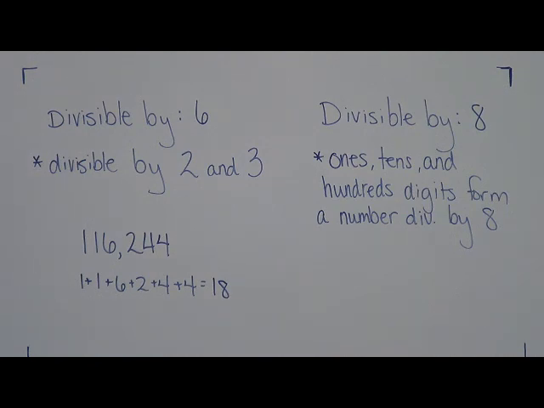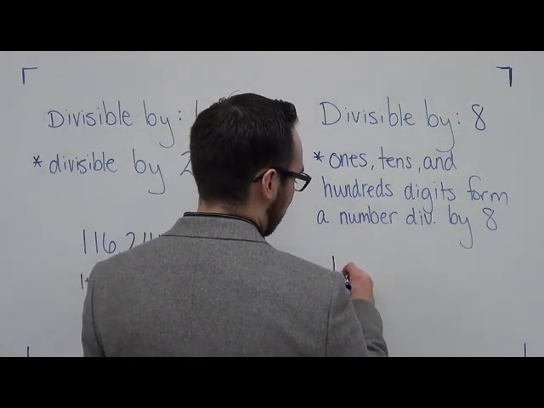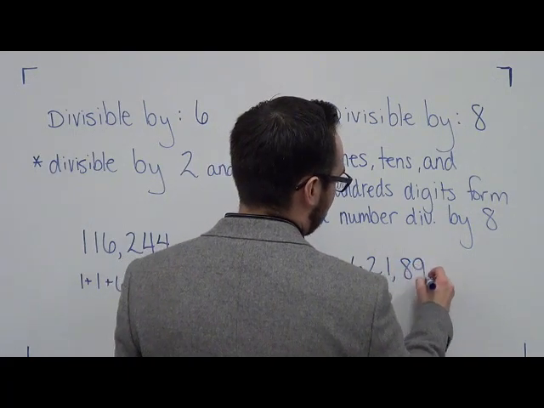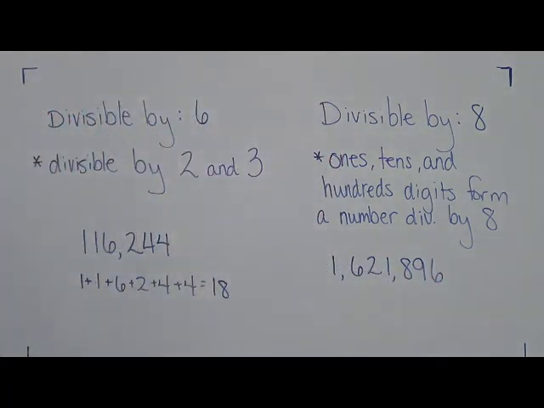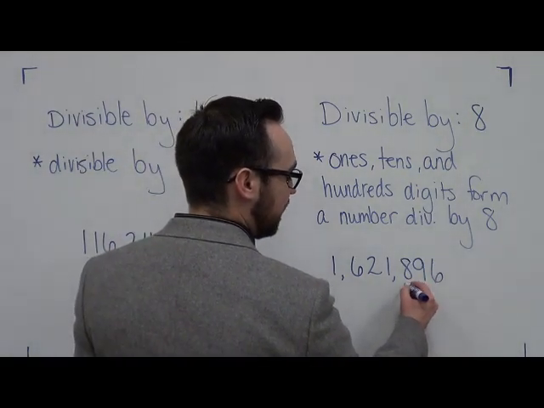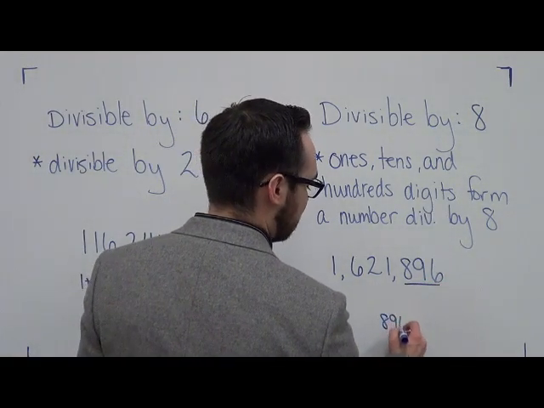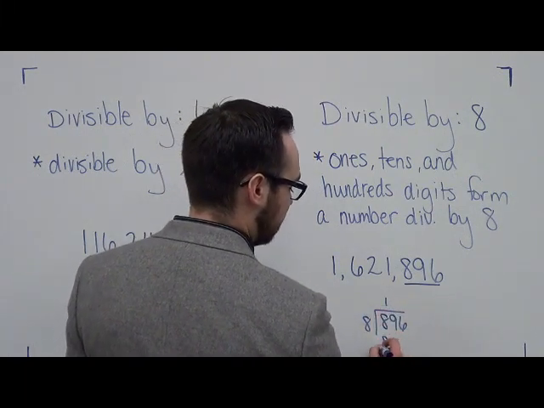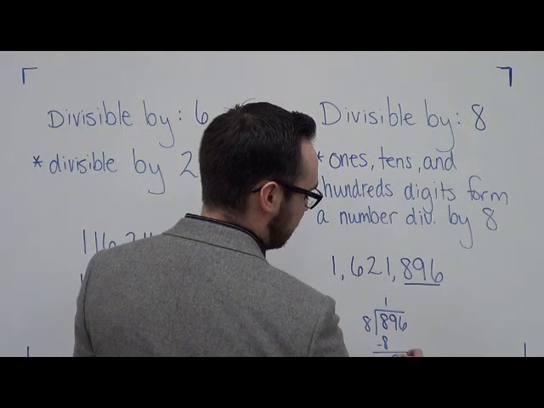So if we take a look at $1,621,896, a really big number, but we can look at that and know that it's divisible by 8. Because if I take those last 3 digits, 896, and divide those by 8, 8 goes in there once. And now you wouldn't always have to do this division.